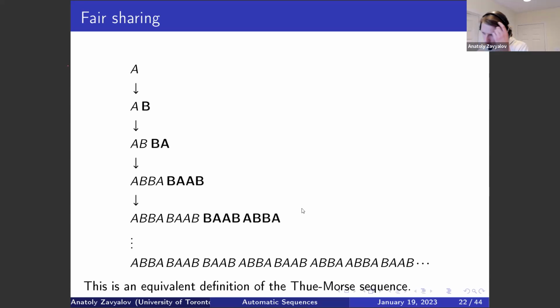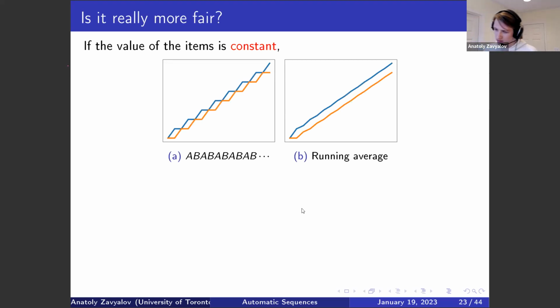But okay, so I did all this, but does this actually work? Is it better than just picking A, B, A, B, A, B, A, B, just alternating? Well, let's suppose the value of the items you're picking is constant, so it doesn't change. If you just go with the A, B, A, B method, then if Alice is blue, she either stays on top, but never goes below Bob. And if you take an average, Alice will always stay on top. So Alice definitely gets an advantage here.